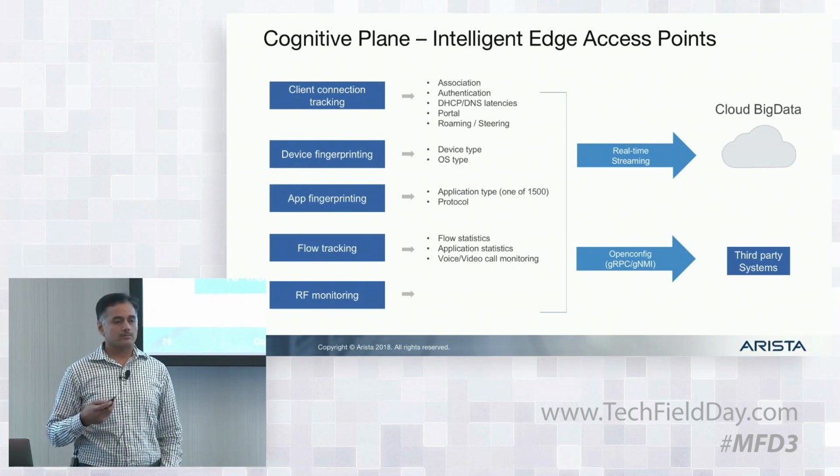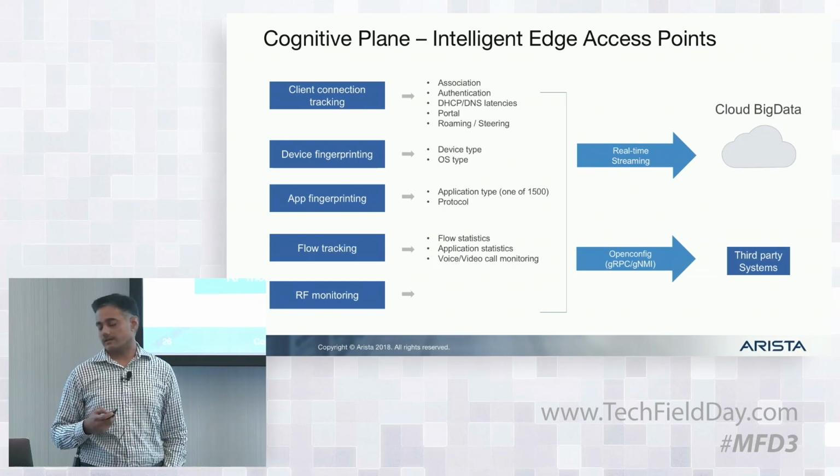The Arista Mojo access points basically work without a controller. They take the full responsibility of the control plane and the data plane. So no wonder they also do a lot of stuff on the cognitive plane front. They are actually in the data path. They have access to each and every packet. And we have exploited that fully to implement a lot of advanced features on the AP itself directly.